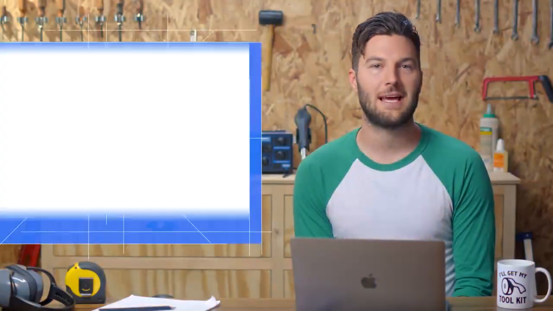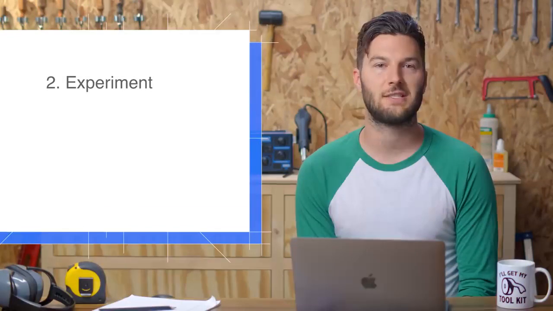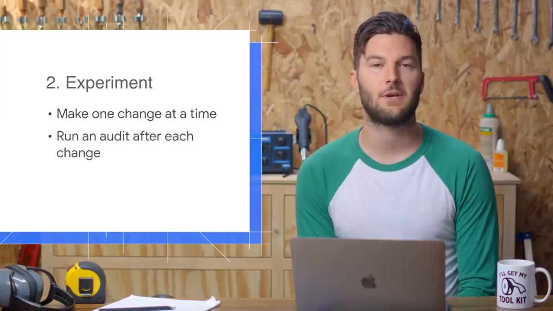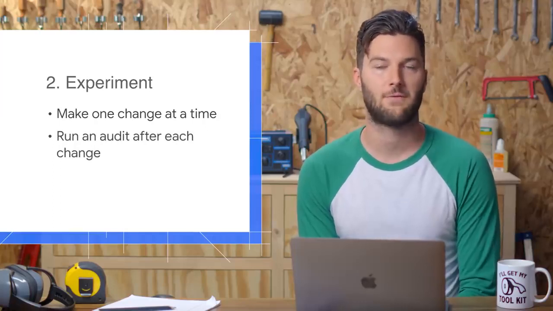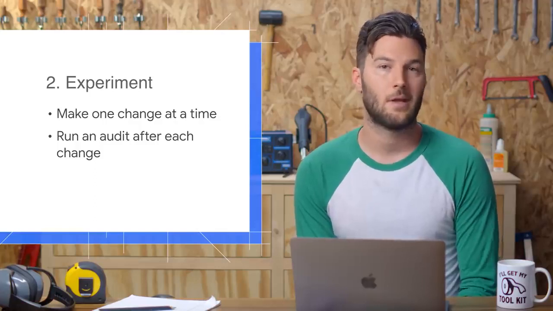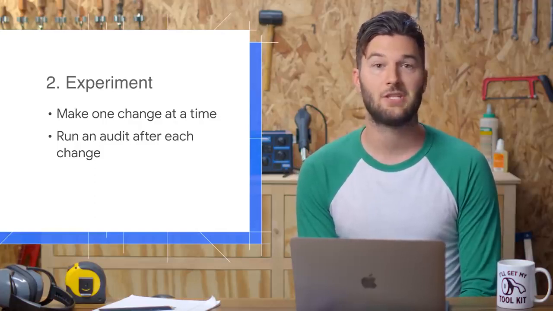Now that we have a baseline, we can start experimenting with changes that will hopefully speed up the page. We're going to make one change at a time and then run an audit in order to measure how that isolated change affects performance. If we made multiple changes and then ran an audit, we wouldn't be sure about how each change affects the page.